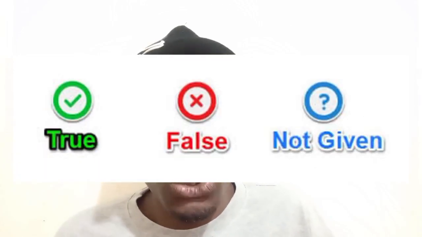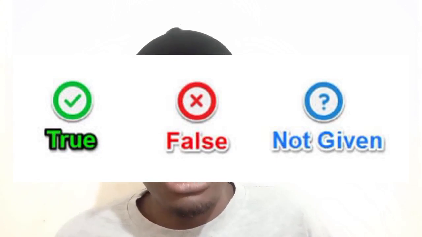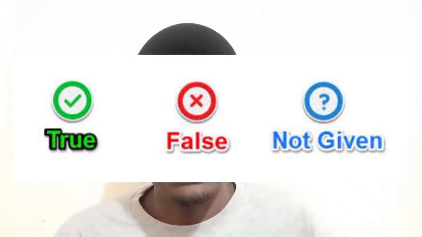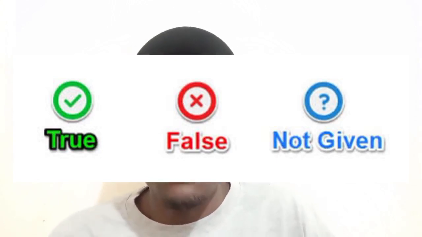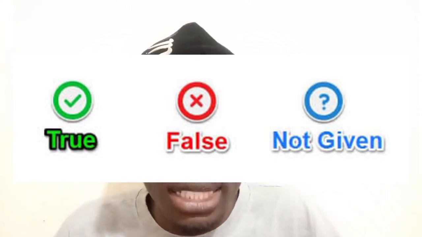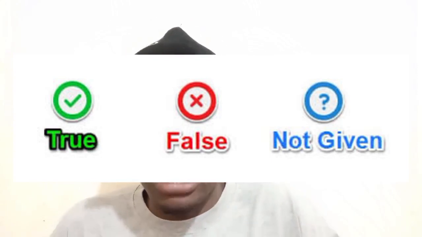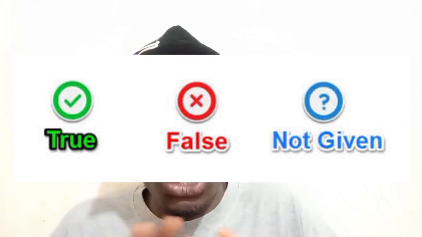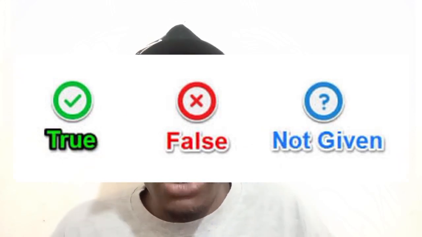For instance, with true false not given, true means that what they're asking in the question is the same as what's in the passage, and false means it contradicts, like it's exactly the opposite. Whereas not given, it doesn't exist, like they've not given it to you anywhere in the passage. So after having gotten the meaning of all these different types of questions, you have to then go ahead and do what? Do lots of practice.